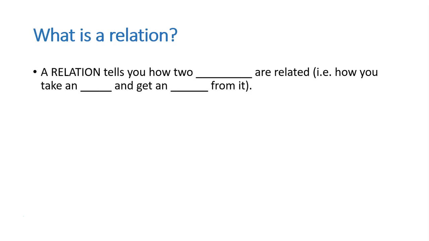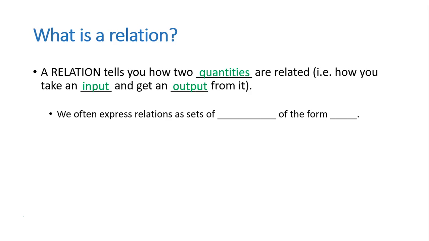So specifically, a relation tells you how two quantities are related. In other words, how you take an input and get an output from it. So we often express relations as sets of ordered pairs of the form x comma y. So each x is considered an input, and then the y that goes with it is considered the matching output. So when we're talking about a relation, we're talking about multiple ordered pairs of this form.